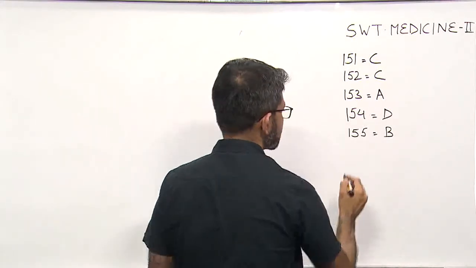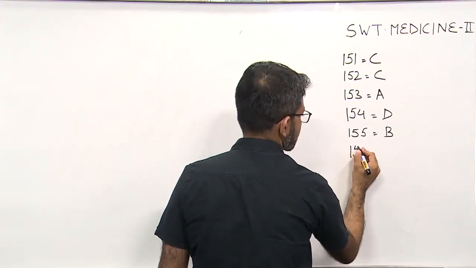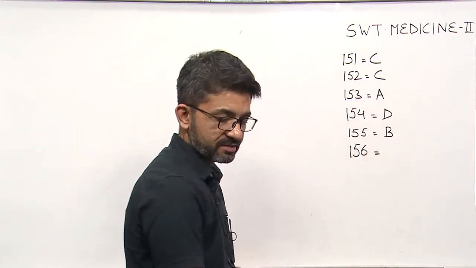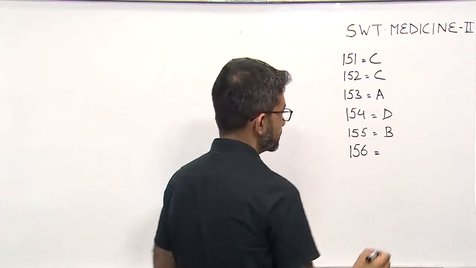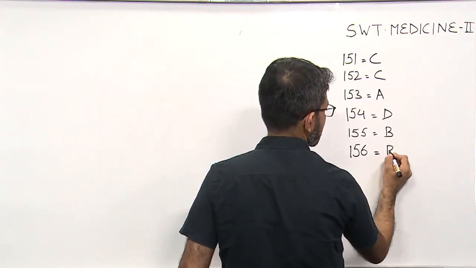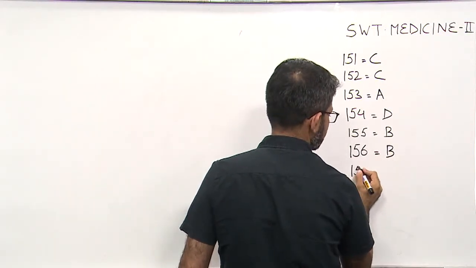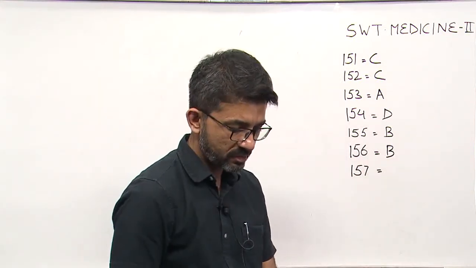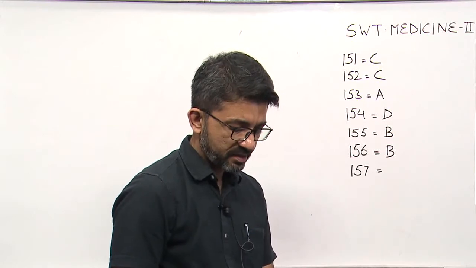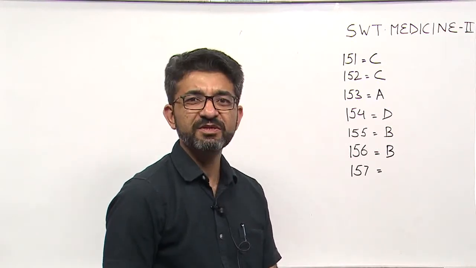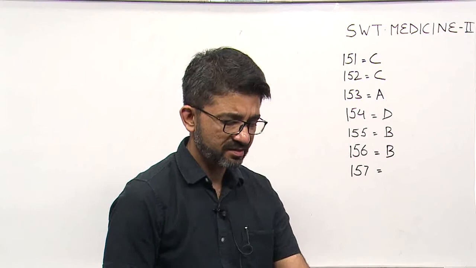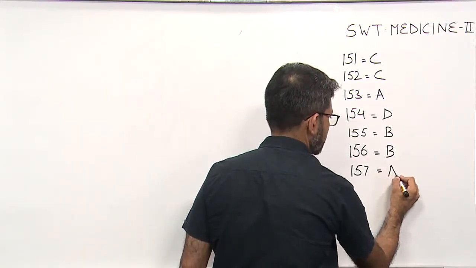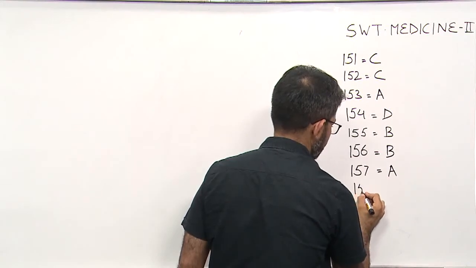Question number 156. Again this question is a repeat question from SWT 1. We have already discussed this there. The answer is B, thymine. Question number 157. Answer is A. You won't find splenomegaly in aplastic anemia. That is very obvious. Answer is A. 158.